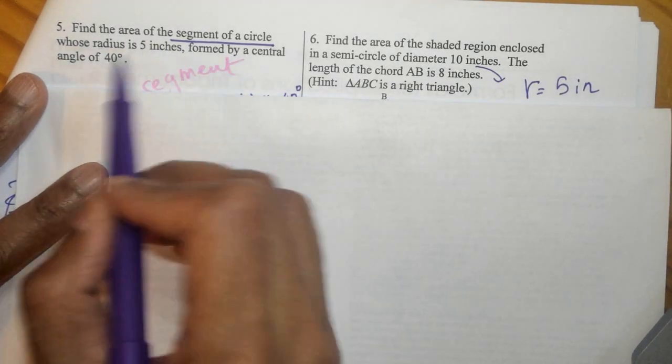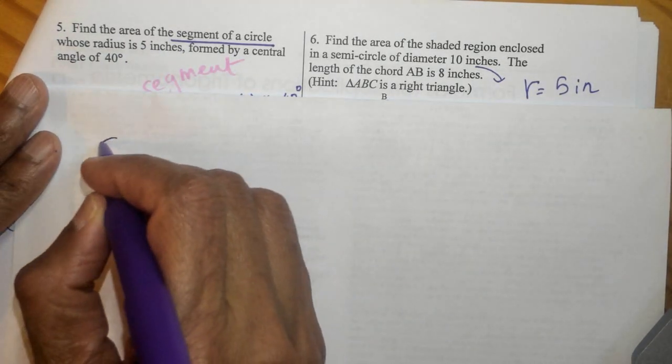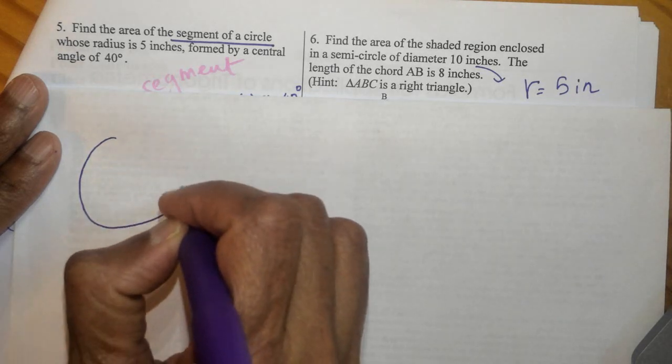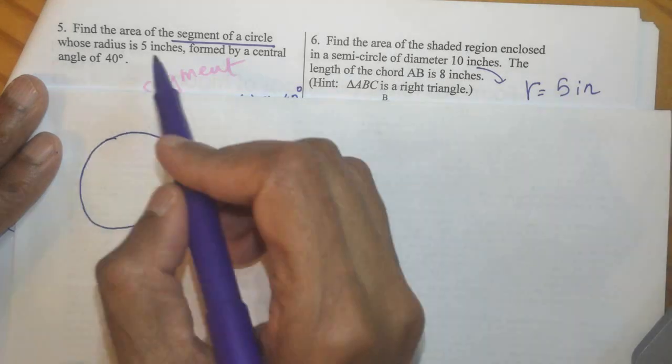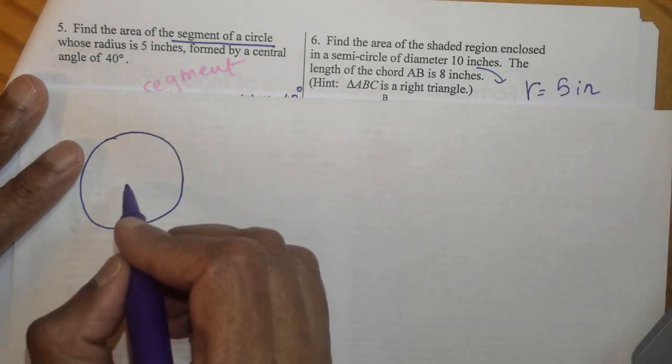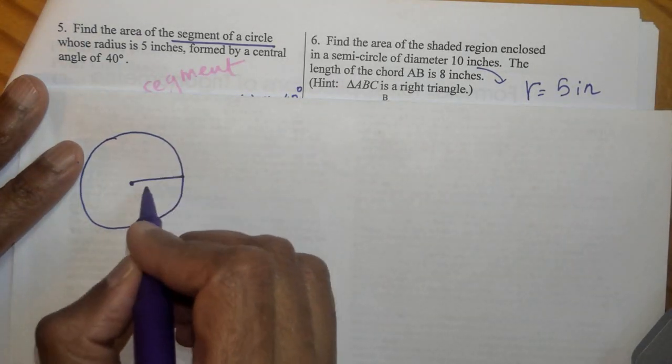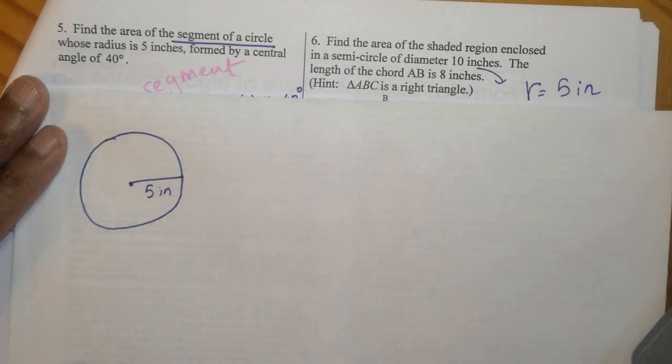Find the area of a segment of a circle whose radius, first of all, let's draw a circle. I know I'm working with a circle. Okay, let's see. Okay, sort of, maybe halfway decent circle. Find the area of a segment of a circle whose radius is 5 inches. So this much I know. This is 5 inches. That much I know.